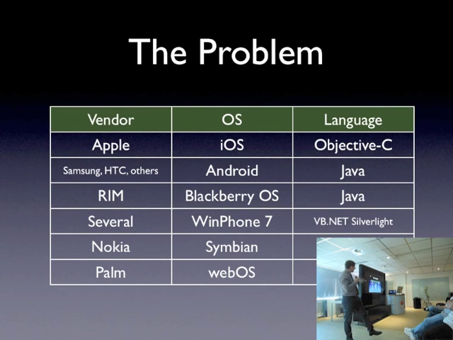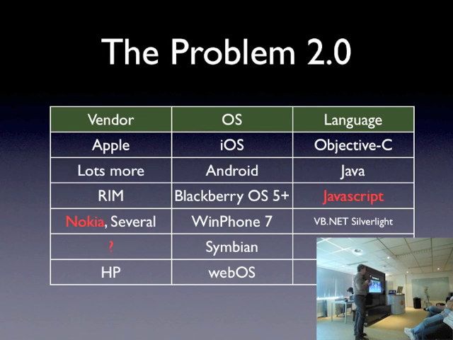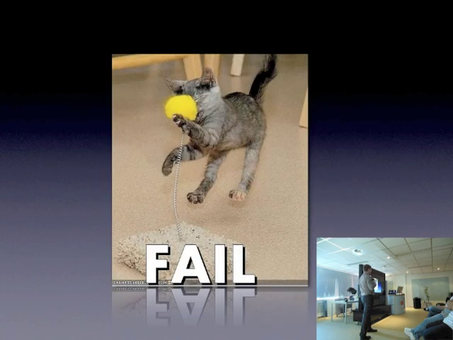There are a lot of people who have to learn different APIs to program for different things. But the other weird thing is this is constantly changing. This was the problem in 2010. This is what it looks like in 2011, and it already looks different in 2012. And as a web developer, I think of this as a big fail.